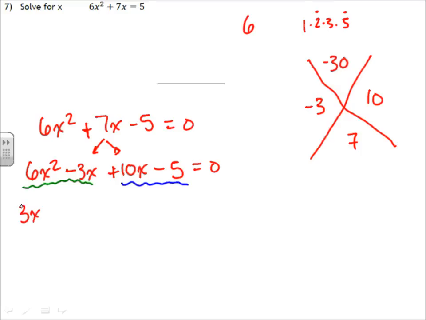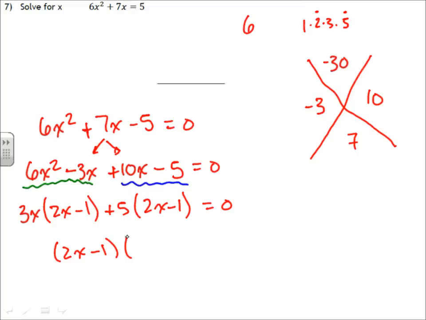I'm going to factor out the 3x, leaving me 2x minus 1. And in my second two terms, I have a GCF of 5. So I'm going to factor out the 5. So this will become plus 5, and I'm left with 2x minus 1. Notice I now have a common binomial factor of 2x minus 1. So I'm going to factor out the 2x minus 1. I'm going to bring it out in front. And when I do that, what I'm left with is my 3x plus 5. So in here I have a 3x plus 5 left over after I factor out the GCF.